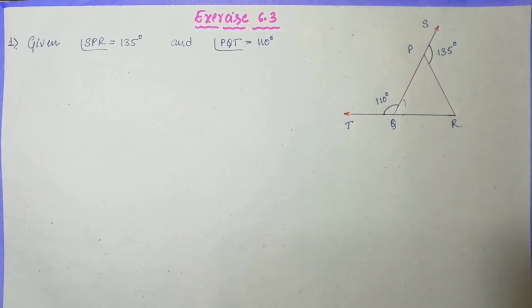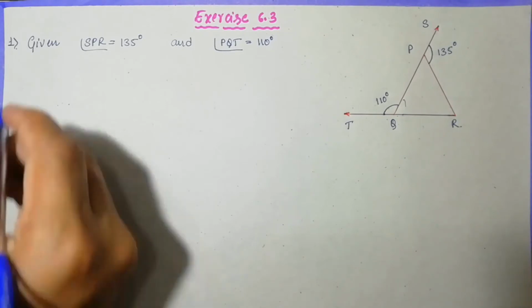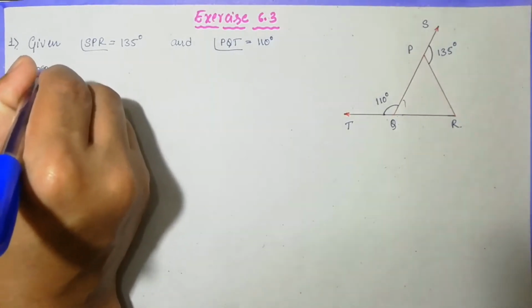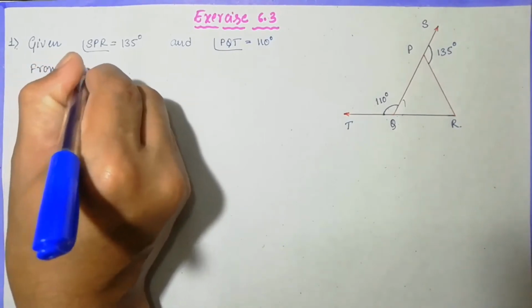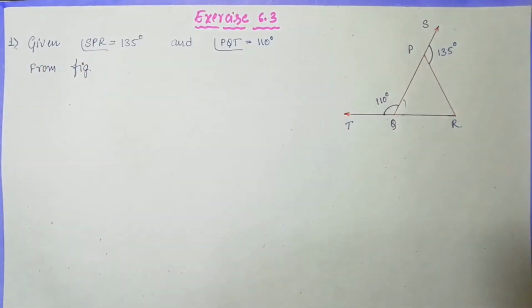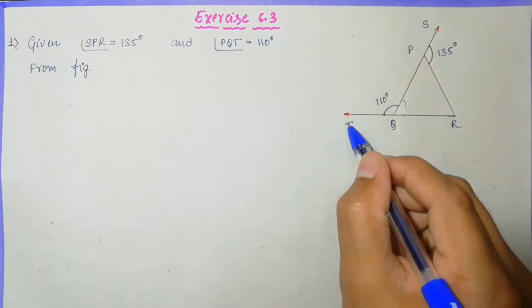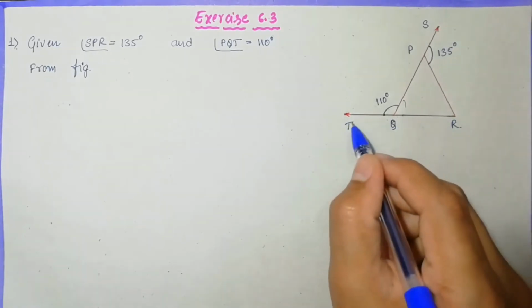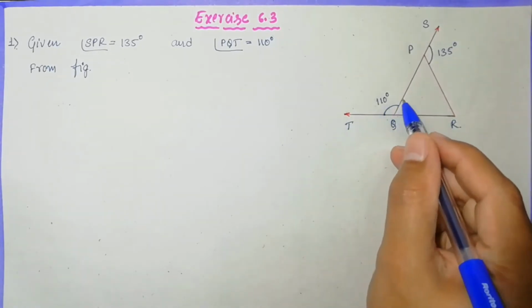Straight angle means it is always equal to what? 180 degree. So now look at here, I'm going to write on like this. From figure, okay, now look at here. So what can you say about angle TQR? Angle TQR means this complete angle.